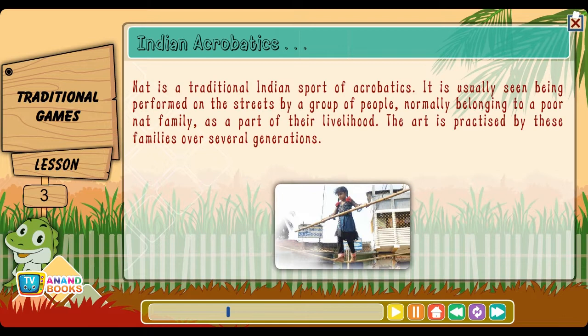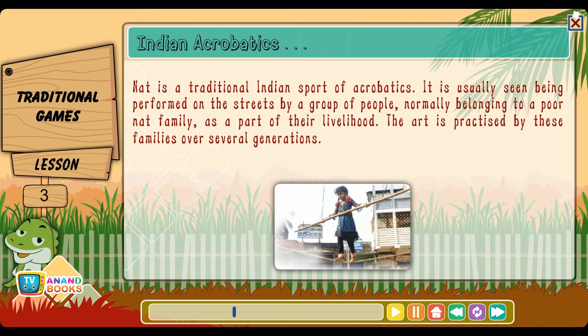Indian acrobatics. Nat is a traditional Indian sport of acrobatics. It is usually seen being performed on the streets by a group of people, normally belonging to a poor Nath family, as a part of their livelihood. The art is practiced by these families over several generations.